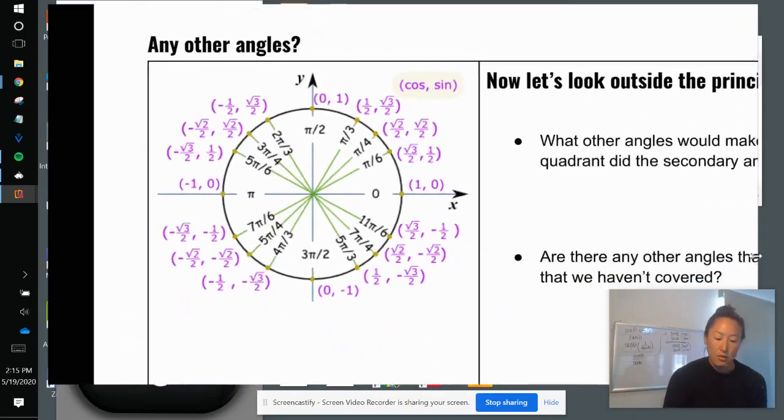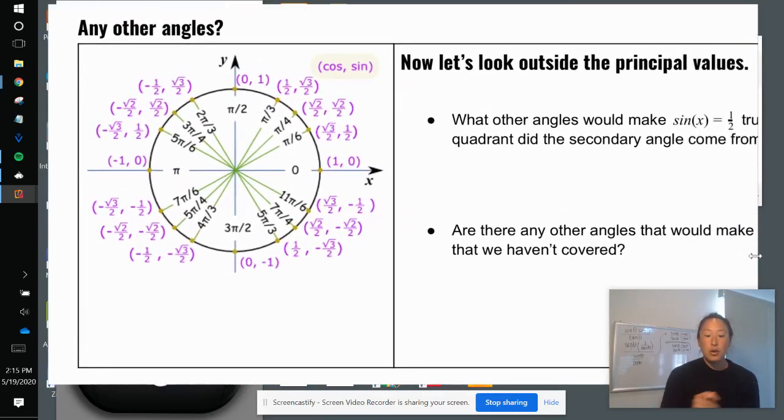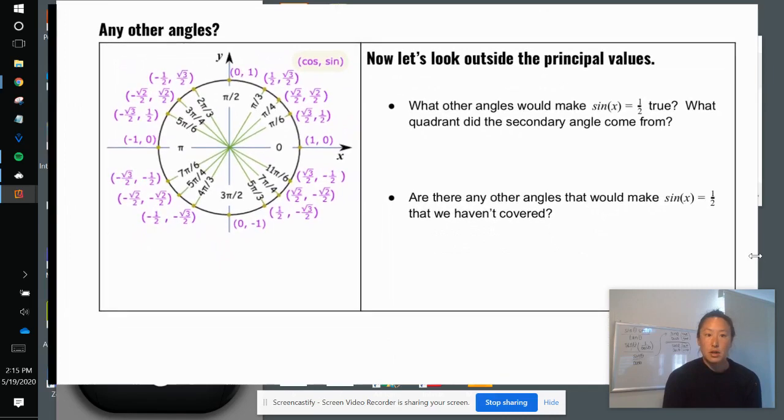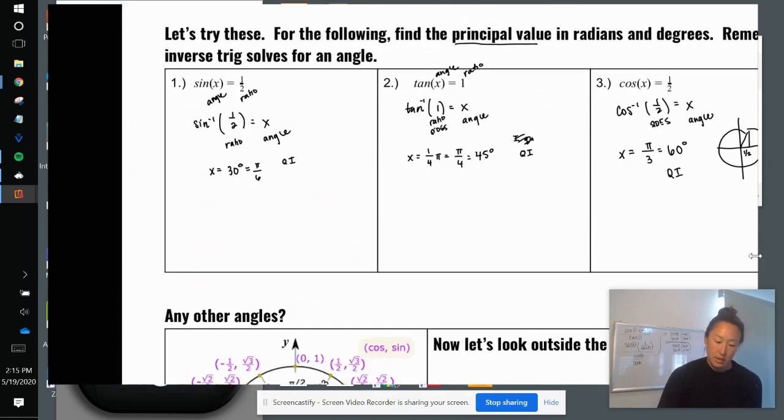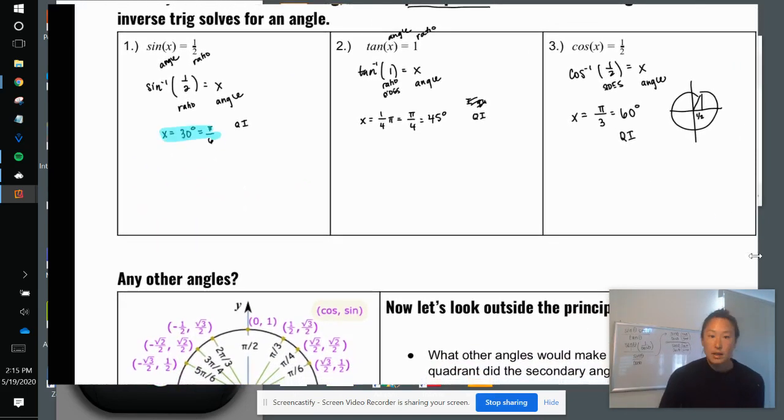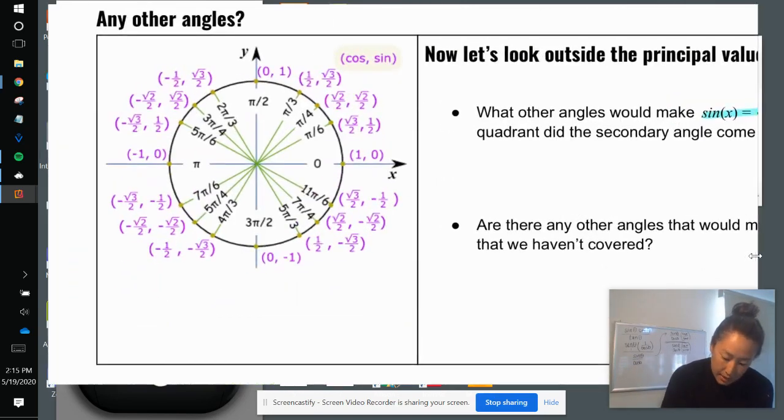We need to figure out, well, wait a second. Isn't there a whole other quadrant where the ratios are positive? So we just figured out the sine of x is equal to 1/2. And so we found an angle from the first quadrant that works, which was 30 degrees, right? So at 30 degrees, we have a sine ratio of 1/2. So I'm going to look here and be like, yes, right here at pi over 6, I have a sine ratio of 1/2. So is there any other place besides quadrant 1 that the sine ratios are positive?